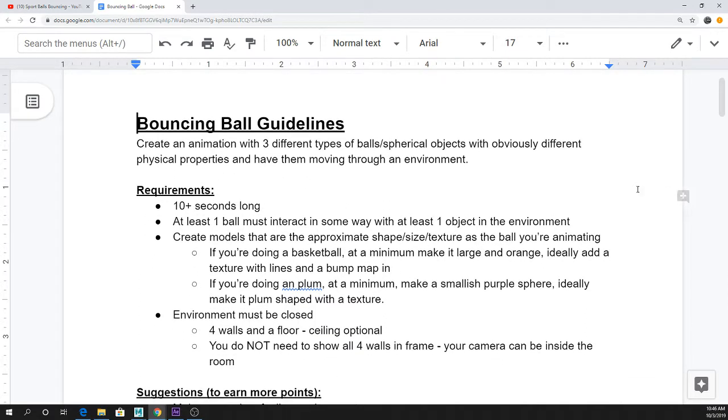So, bouncing ball guidelines: create an animation with 3 different types of balls or spherical objects, which have obviously different physical properties, and have them move around in an environment. If you want to do something weird like an orange or a plum for one of your balls, go for it. I've had someone try to do a water balloon before, which is conceptually awesome, but also a colossal pain to animate.